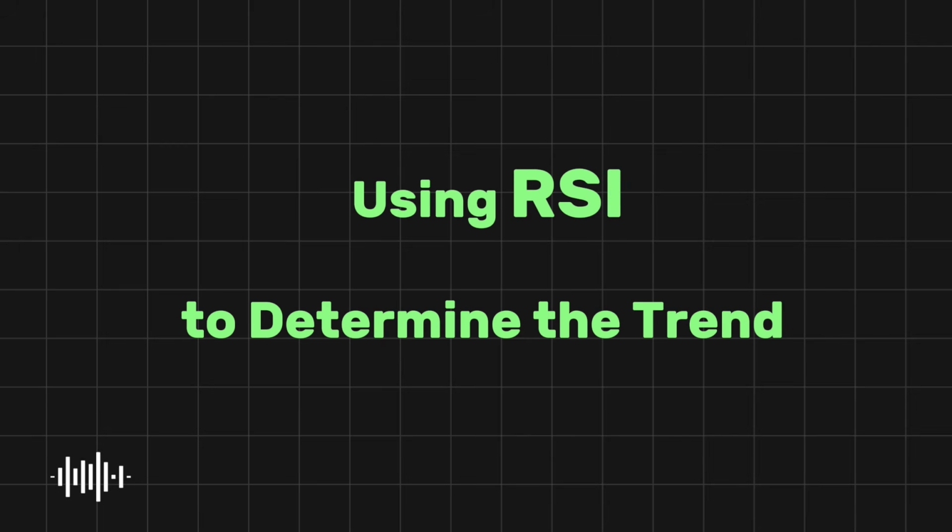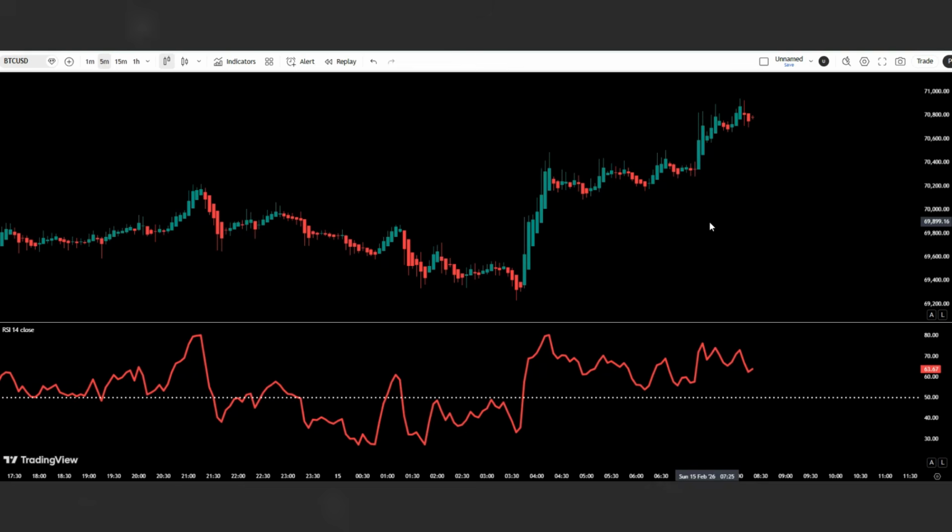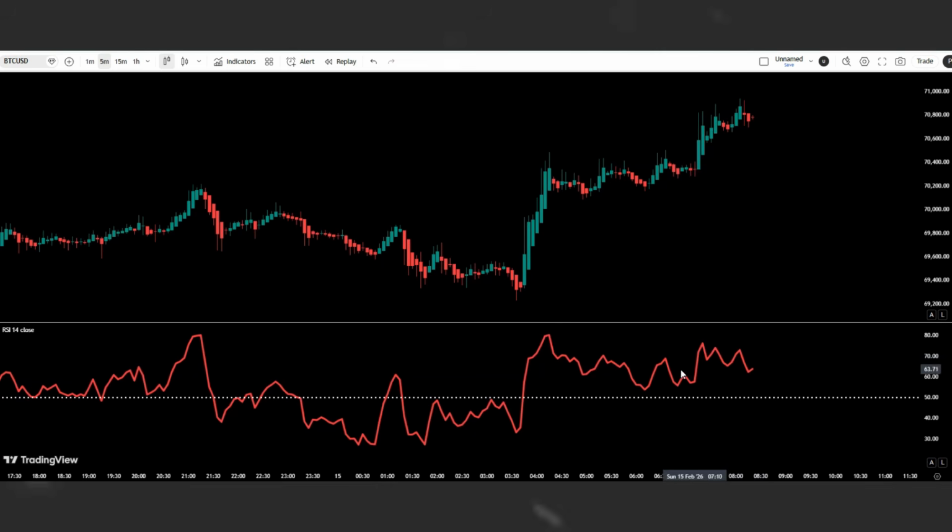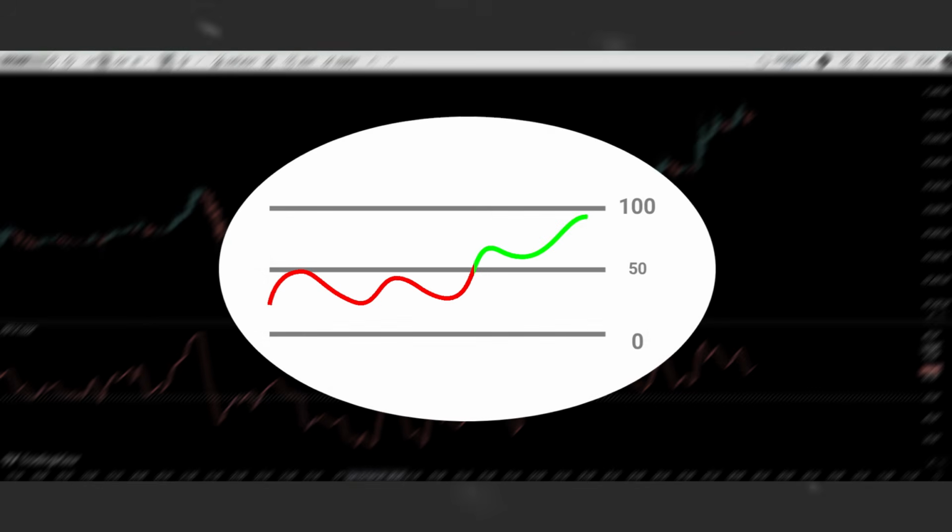Using RSI to determine the trend. Let's start with RSI. The RSI, or Relative Strength Index, is a tool that measures the strength of buyers and sellers. RSI has many different uses, but in this strategy, we use it in a very simple way to identify the direction of the trend. RSI gives us a value between 0 and 100. When RSI is above 50, buyers are stronger and the market is generally moving upward. When RSI is below 50, sellers are stronger and the market is generally moving downward.